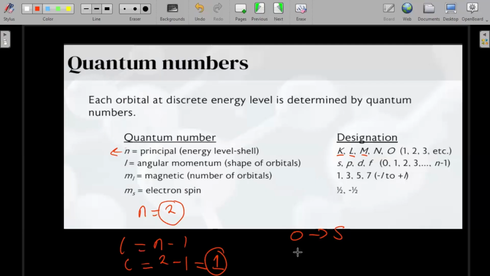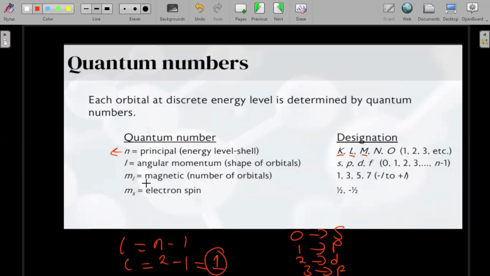If it's 1, you're going to have the p orbital. If it's 2, you're going to have the d orbital. If it's 3, you are going to have the f orbital. That's what this angular momentum quantum number means. So that's what we have there. I hope everything is clear.